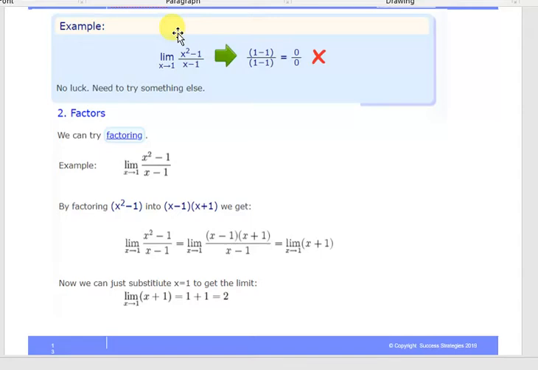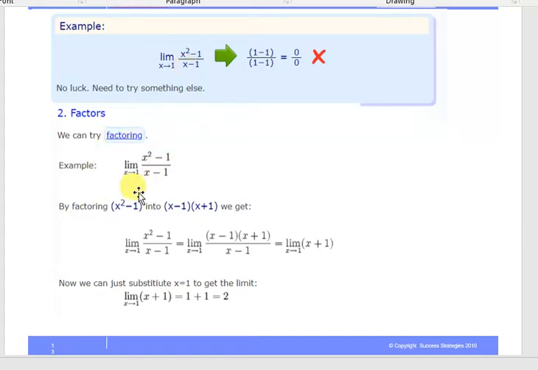So the next process is factorizing. As I had told you before also, whenever the numerator is 0, it's fine. Until and unless the denominator is 0, we can continue. But whenever the denominator becomes 0, we need to sort it out. And the best way to sort it out is the factorization method.